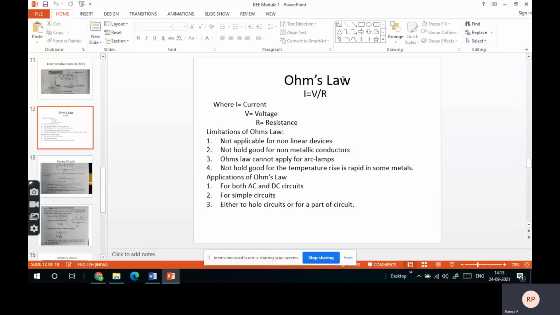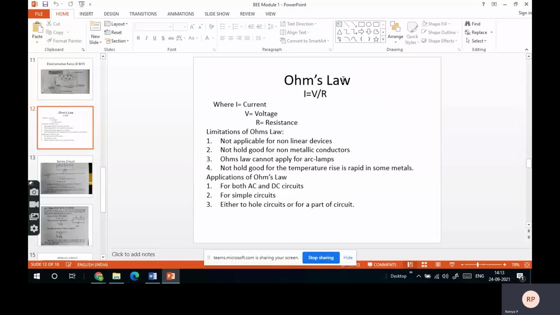It means whatever potential difference is induced between two points is basically because of the current which is flowing from one point to the other point, and the resistance offered by that particular circuit. Okay, this is about Ohm's law.